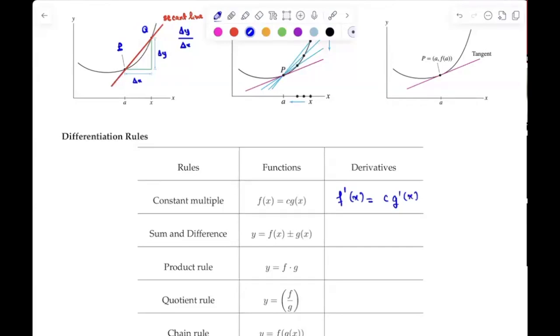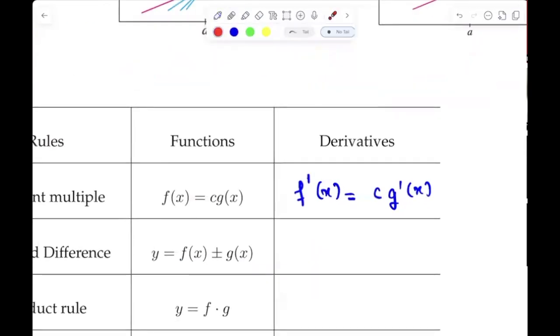So if the original function is scaled by a constant, c is the scale. You can make the graph bigger or smaller, and when you scale it, the derivative will be scaled by the same constant.